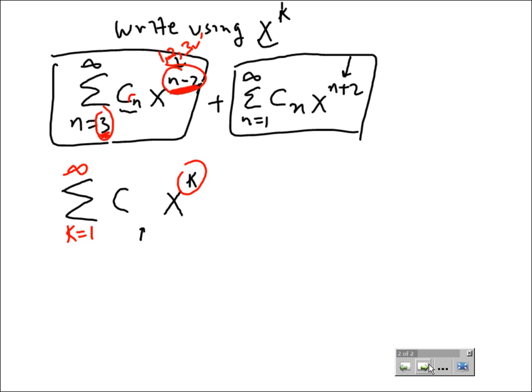Now, what's the subscript? The first subscript is going to be 3, because that's the first number n will be. And then when n is 4, that subscript will be 4. And then when n is 5, the subscript will be 5. I want the subscript to start with 3. Well, k starts at 1. Oh, add 2 to it. It'll start with 3. So I rewrote this first term right here, and it does have x to the k. Now, we're going to do the same thing with the next term.